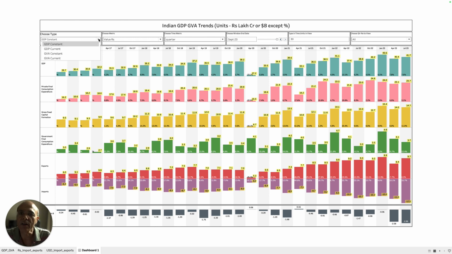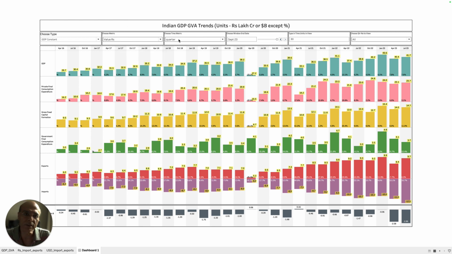The first choice that you can make is between these four different dimensions: GDP constant, GDP current, GVA constant and GVA current. And then, once having made that choice, you can choose a particular metric corresponding to that dimension. You can choose value in rupees lakh crore, or value in US dollars. You can choose growth in US dollars, growth in rupees and growth in US dollars.